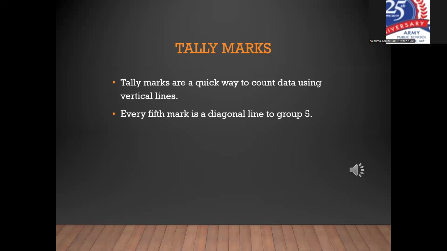What are tally marks? Tally marks are a quick way to count data using vertical lines. In data handling, tally marks are a quick and efficient way to count and record the frequency of data. They are represented by vertical lines with every fifth mark drawn as a diagonal line across the previous four, creating groups of 5. This method allows for easy counting and is especially useful for tracking ongoing results or frequencies in a data set.